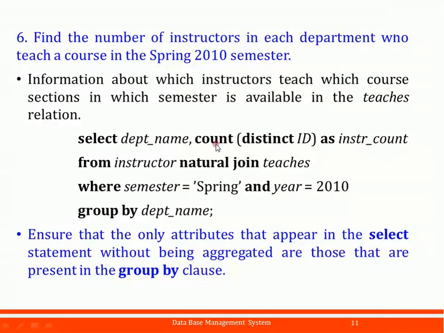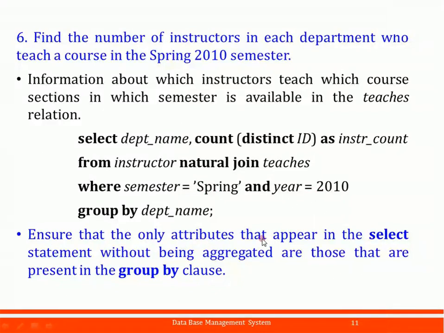So you will have two columns in the result. From the instructor-teachers join you perform this operation, and the condition is that only the tuples having the semester as spring and the year as 2010 will be taken, grouped by department name. At the end you will get the department name and the instructor count. So if it is CSE 10, it means there are 10 instructors who taught courses in spring 2010. From the EEE department, 12 instructors. Likewise, for every department you will get the number of instructors who taught in the spring 2010 semester.